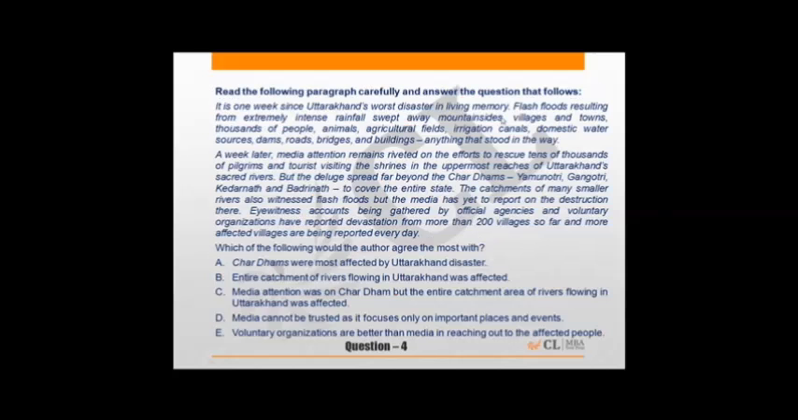Let's look at the given RC passage here. The first paragraph of the passage begins by introducing the main idea, which is that it is 1 week since Uttarakhand's worst disaster in living memory. That is, Uttarakhand experienced the worst disaster, and then it goes about giving details of what really happened, the consequences of the disaster. The disaster was flash floods, which resulted in intense rainfall, flooding mountainsides, villages, towns, etc.